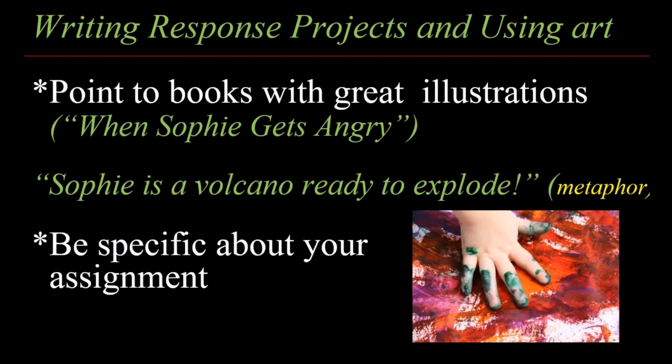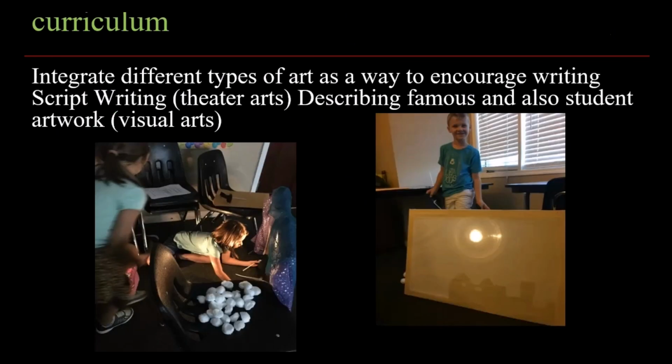And you can talk to the kids, why did the illustrator use this red background to express anger? And again, we have a great springboard for talking about metaphors. Sophie is ready to explode. She's a volcano. And you can get them to write about what the author meant there. Is she really going to turn into a volcano? And they love to do this with beautifully illustrated books.